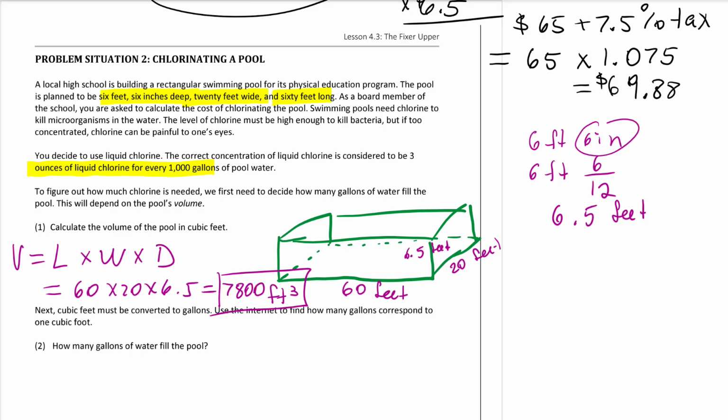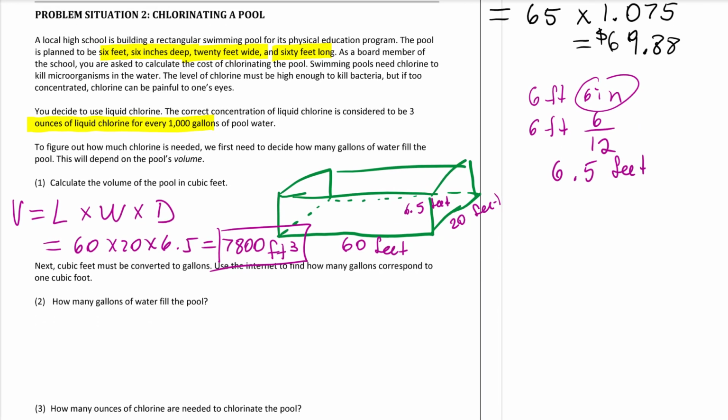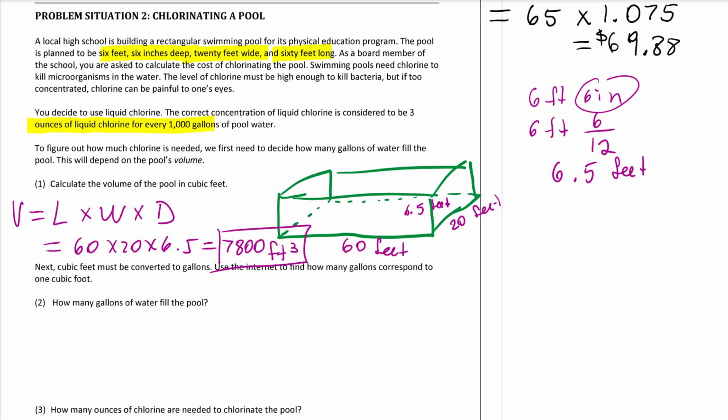All right, next, cubic feet must be converted to gallons. Use the internet to find how many gallons corresponds to 1 cubic foot. I'm going to give you a moment to search for it, and then I'll give you the multiple choices for you to select. Okay? Alrighty, so by looking online, you found that 1 gallon equals 7.48 cubic feet of volume. That's what 1 gallon is.